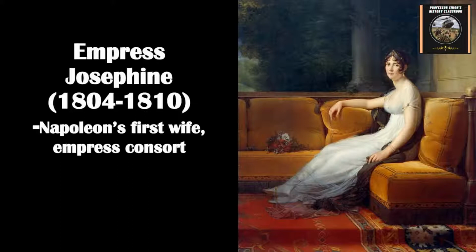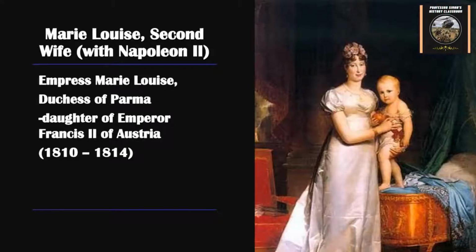Later, he had a second wife, who would later be his empress consort, 1804 to 1810. Napoleon later marries Marie Louise, the Duchess of Parma. She was the daughter of the Emperor of Austria, Francis II, who was Holy Roman Emperor as well. And he would later be his father-in-law.